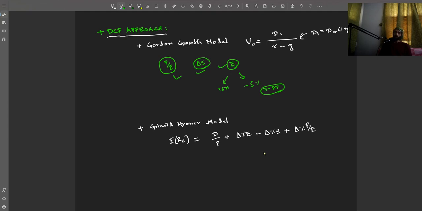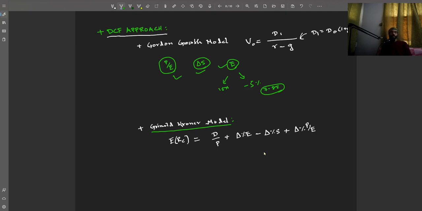Now, to incorporate these factors of changes, there is a second model that can be used, which is called the Greenwald-Kroner model. And this incorporates these kinds of changes. The changes in PE, the changes in stock issuance, and the changes in earnings. Right?